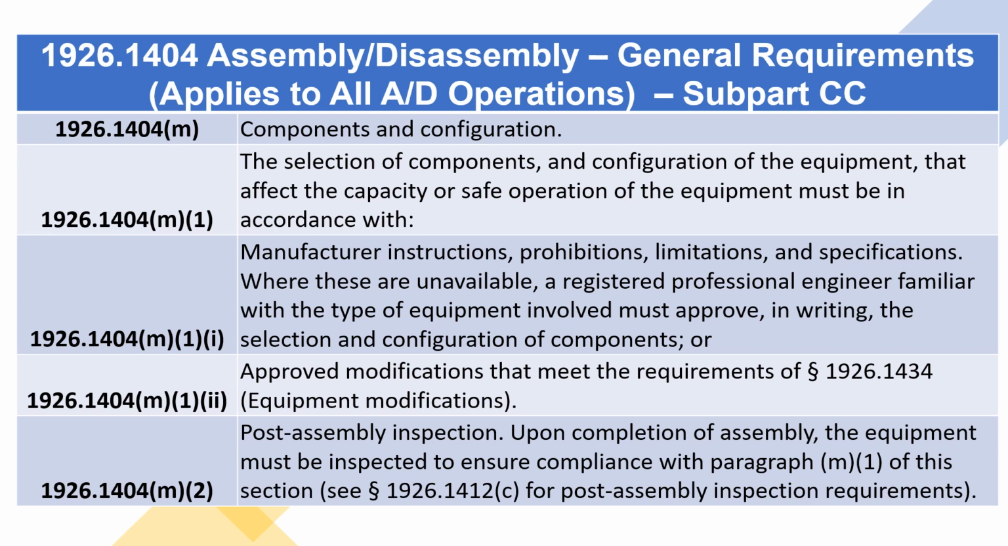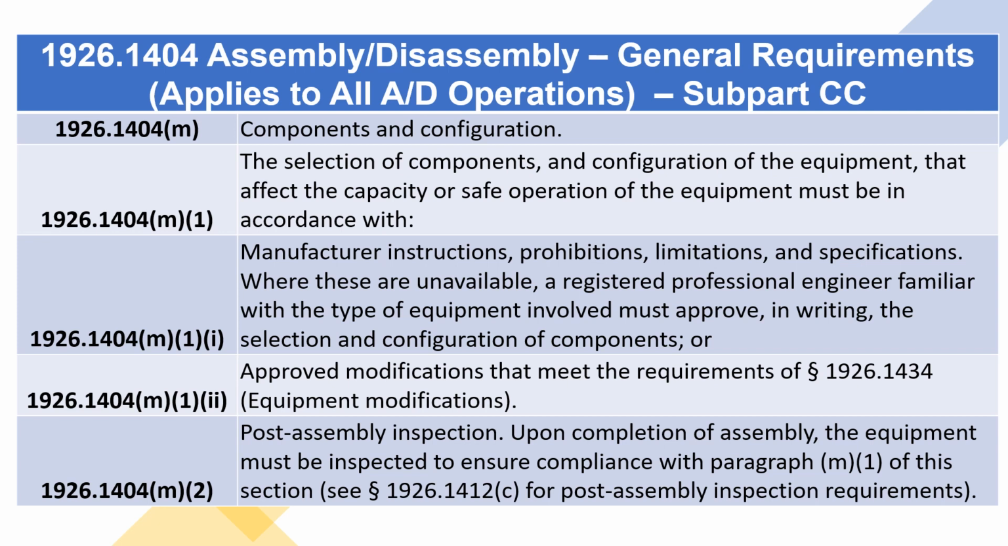1926.1404 M Components and configuration. 1926.1404 M1 The selection of components and configuration of the equipment that affect the capacity or safe operation of the equipment must be in accordance with 1926.1404 M1(i) and M1(ii), the manufacturer instructions, prohibitions, limitations, and specifications. Where these are unavailable, a registered professional engineer familiar with the type of equipment involved must approve, in writing, the selection and configuration of components, or approve modifications that meet the requirements of Section 1926.1434, Equipment Modifications.